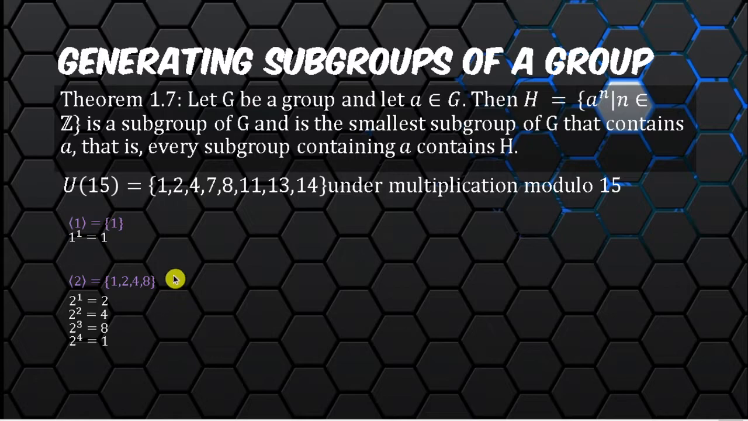How about the subgroup generated by the element 2? We start with 2 raised to 1. That's 2. 2 squared. Alright. Since this is multiplication, this means 2 times 2. Hindi kagaya kanina na 2 plus 2. So 2 times 2 is 4. Modulo 15 is still 4. 2 raised to 3 means 2 cubed, which is 8. Modulo 15, it's still 8. 2 raised to 4 is 16. And modulo 15, the remainder is 1. So we went back to the identity element, we can stop.